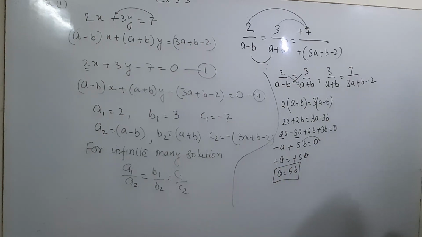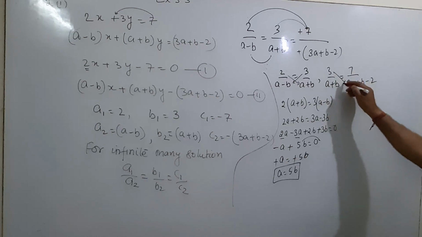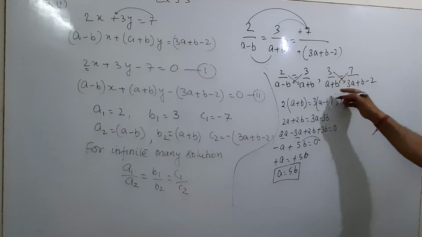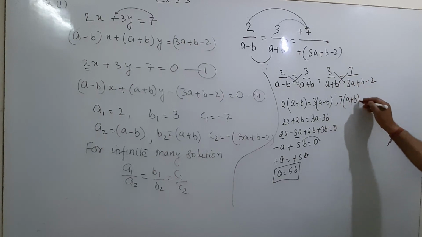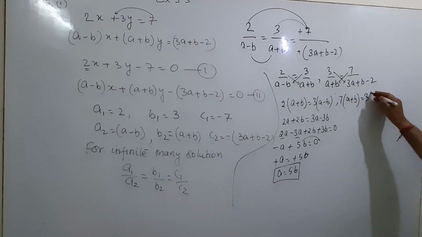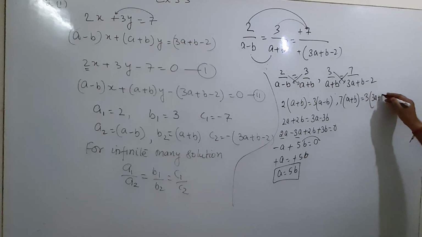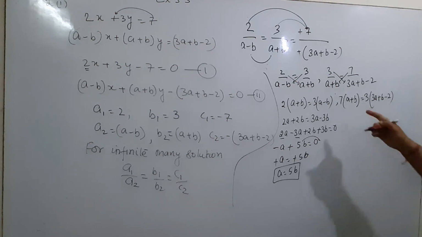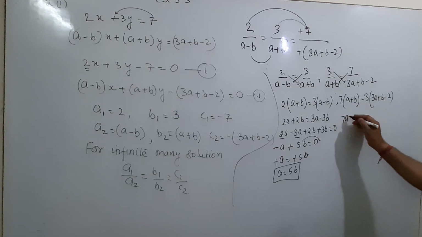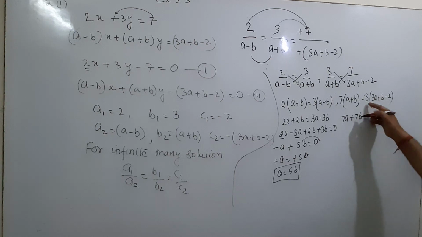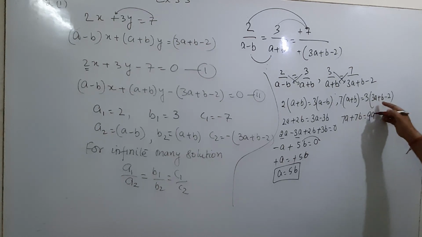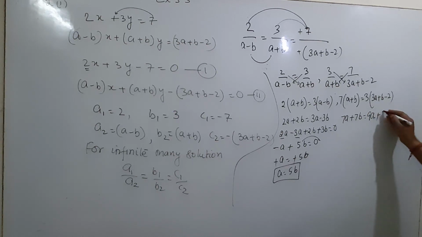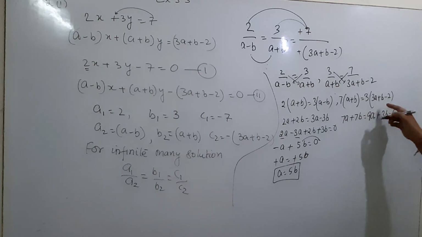And now we will solve this equation also. Again cross multiply: 7 multiply (A plus B) equal to 3 bracket (3A plus B minus 2). Now open the brackets. What is this? 7A plus 7B equal to 9A plus 3B minus 6.